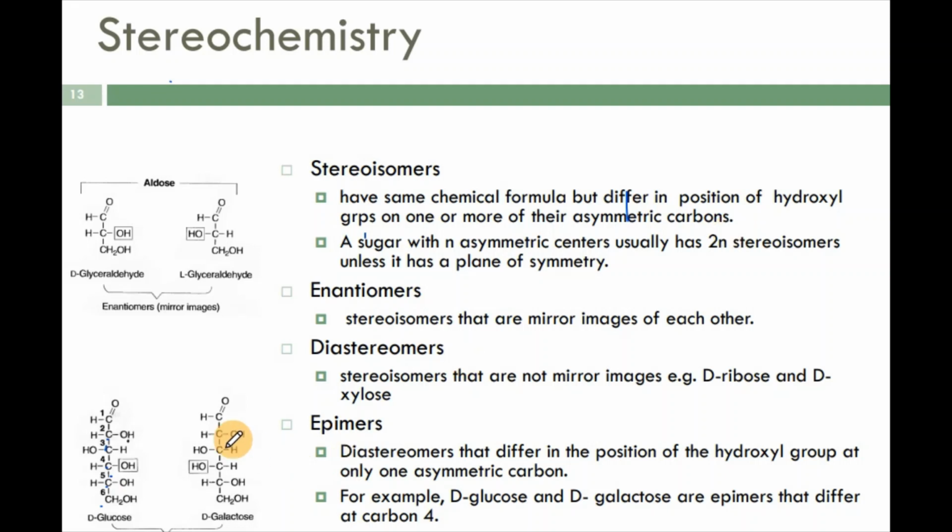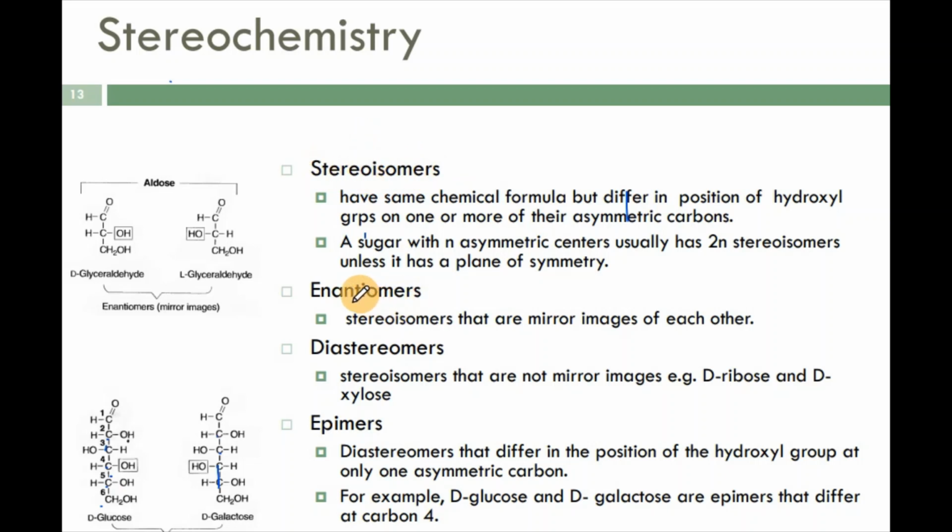Another one, galactose too has 1, 2, 3, 4. So the number of isomers in galactose is 2 to the power 4, which is 16. If you take a sugar like ribose, which has 3 chiral centers, the number of possible isomers is given by 2 to the power 3, which is 8 different isomers. So we have several examples of stereoisomers.